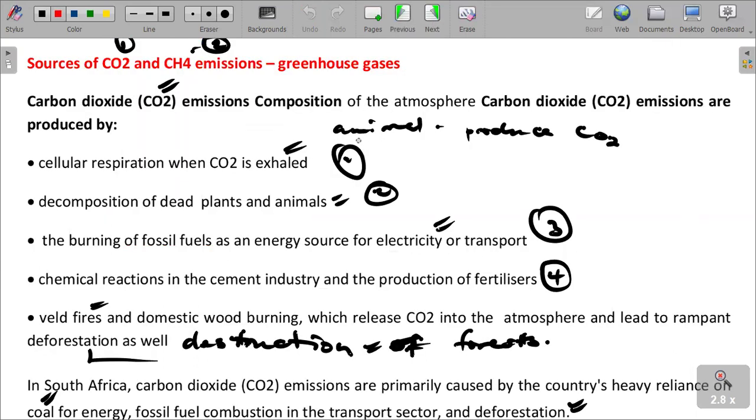Sources of carbon dioxide and methane, which we are saying are also greenhouse gases. We say that carbon dioxide is also a greenhouse gas.